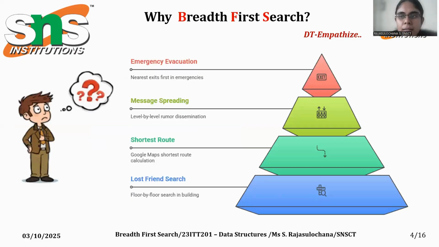This particular figure emphasizes the need for breadth-first search. Consider you are in an emergency evacuation process, or you want to disseminate a message. Consider if you want to find the shortest route in Google Maps, or the situation where you want to find a friend who has got lost in a particular building. In all these cases, you will perform the search in a level by level manner, which is called breadth first search.